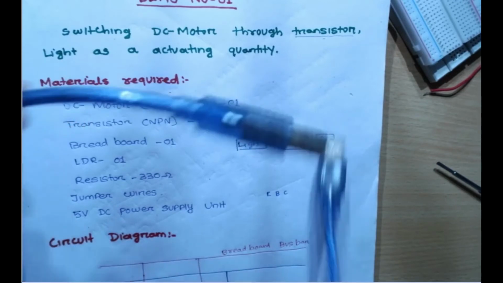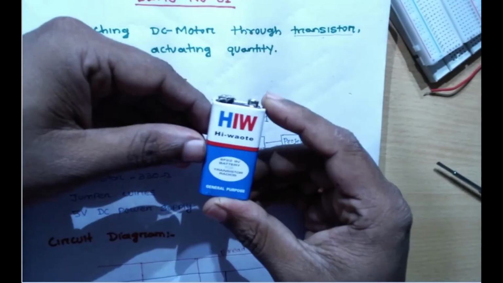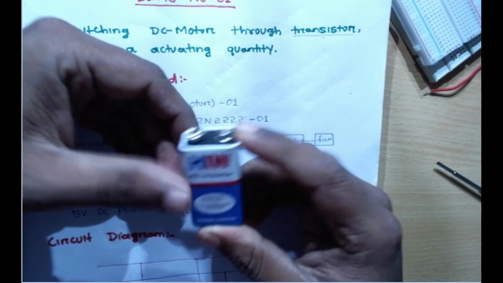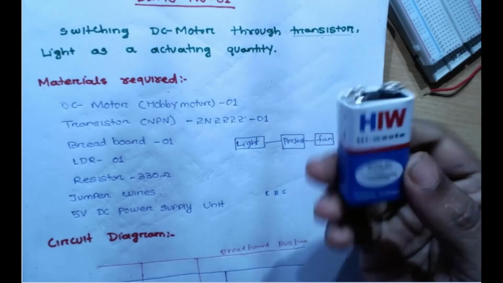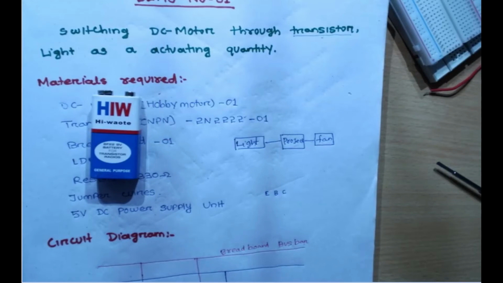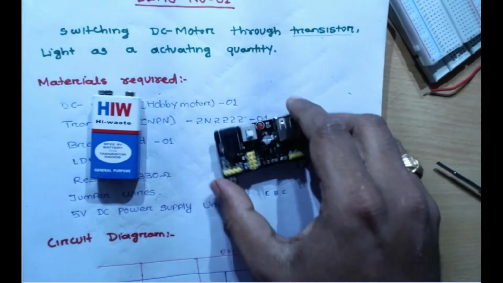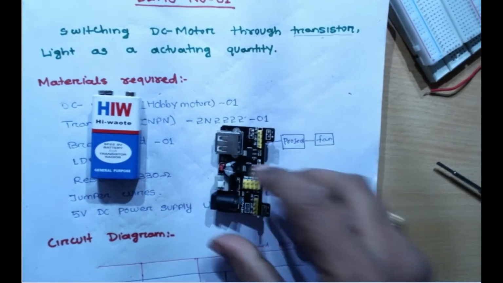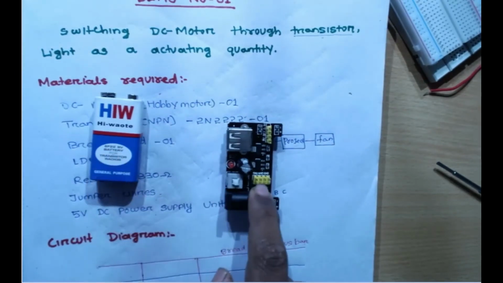But how am I going to do it over here? I am taking help of this 9 volt battery. But how can I get a 5 volt DC? As I have already written over here, there is a need of a 5 volt DC power supply, but this is a 9 volt. For this 9 volt battery, I have a power supply unit with me. This is my power supply unit. How will this unit work? I need to connect this battery to this power supply unit.